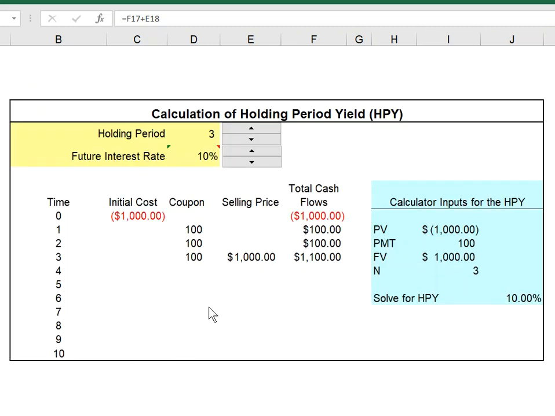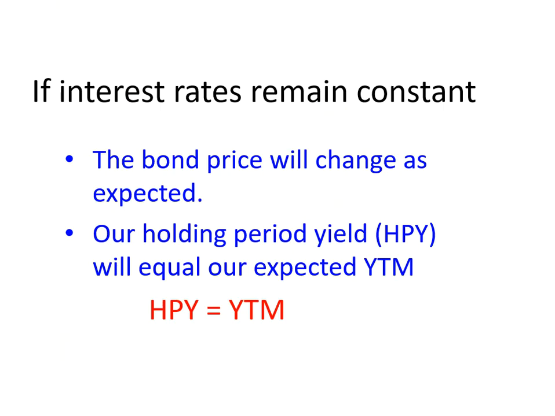loss. And we could solve for our holding period yield by simply entering in the price we paid for the bond, $1,000, what we sold it for, $1,000, the annual coupon received, and the fact that we held it for 3 years. And we could solve for the interest rate, and that would be our 10% holding period yield. And again, the holding period yield equaled our expected yield to maturity because interest rates remain constant and the bond price changed or didn't change in this case as we had expected.